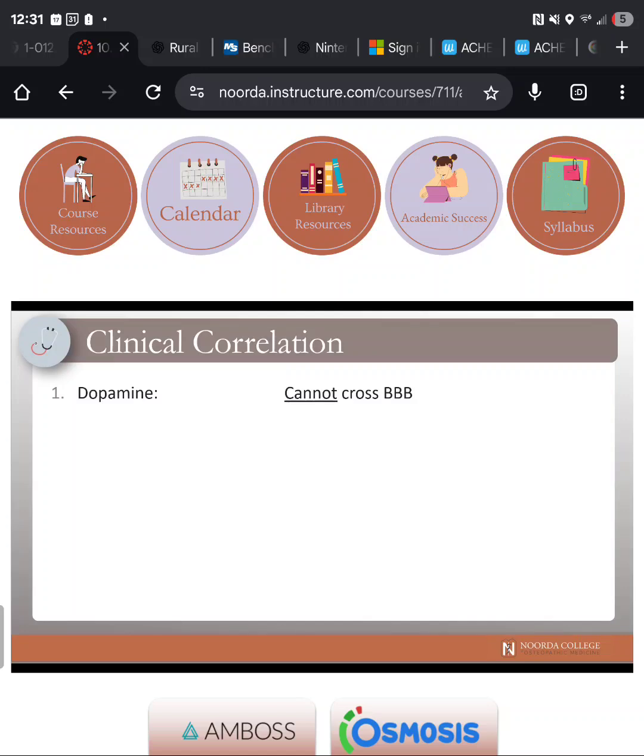Let's provide some clinical correlation. Dopamine cannot cross the blood-brain barrier. So in order to treat patients with Parkinson's disease, who are dopamine deficient, we would need to give them levodopa or L-dopa, which can easily cross the blood-brain barrier instead.